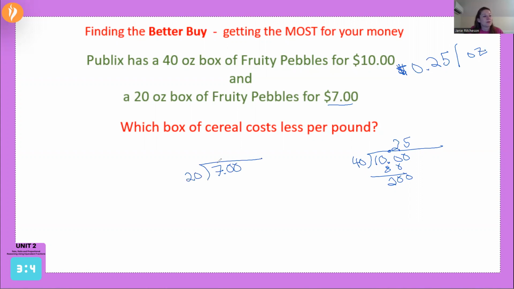Well, 20 will go into 70 3 times, so that's 60 cents with 10 left over. And then 20 will go into 10 5 times. So the 20-ounce box is 35 cents per ounce. So the question should say, which box of cereal costs less per ounce, not pound? And the answer is the bigger box, the 40-ounce box, because it's cheaper. It's cheaper per ounce, even though at the cash register, it costs us more money.